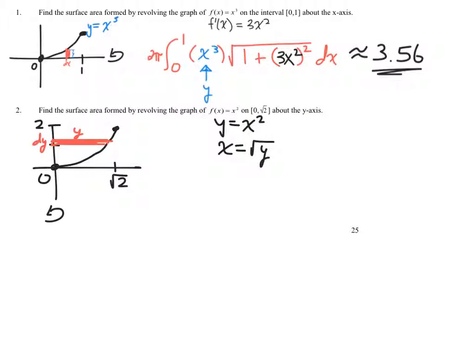So then I need my derivative. So this is really, you could write this as f of y is equal to y to the 1/2, which means that f prime of y is going to be 1/2 y to the negative 1/2.